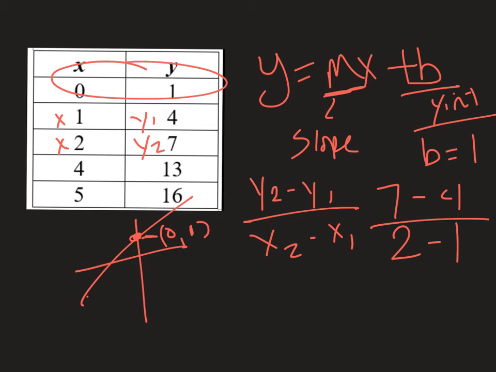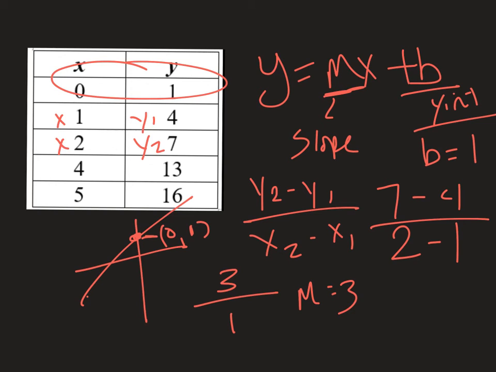So we work those out, top first. 7 minus 4 is 3. 2 minus 1 is 1. So our slope, or the rate of change, is going to be 3.